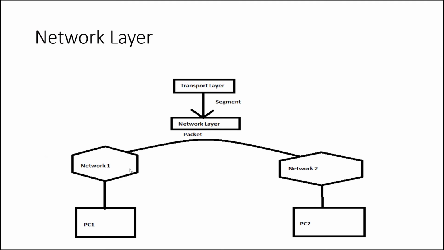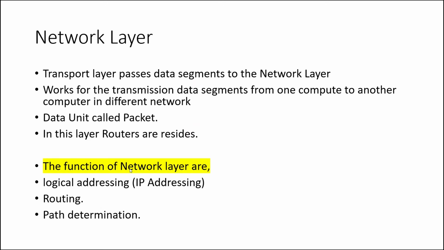Okay, guys, now we are going to talk about a very important layer. We call it the network layer, layer number 3, layer 3. From the transport layer, we receive data in the form of segments. The network layer makes this data into packets. It converts these segments into packets. So what is a packet? A packet includes source IP address and destination IP address. So that's what we call a packet.